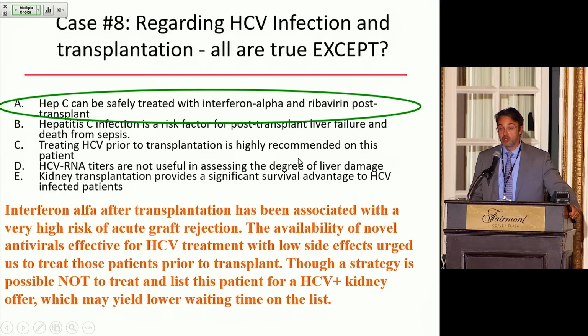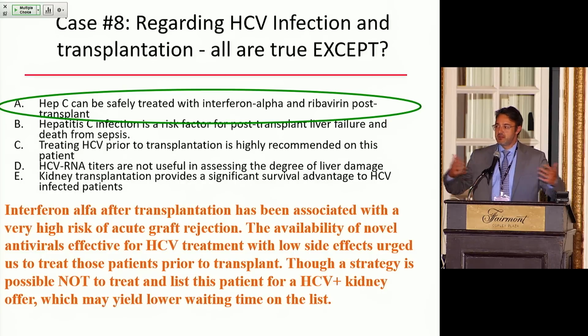So some programs are using that to try to get patients that are low on the list up to the top. I think this may change as we are doing more of these protocols and even expanding. You probably recently saw a New England Journal of Medicine paper where they're taking HCV positive donors and transplanting into HCV negative recipients and then treating them with antivirals after transplantation. So this is an area of transition.